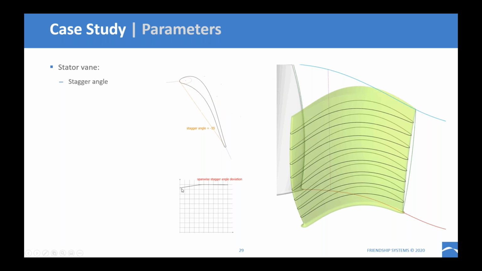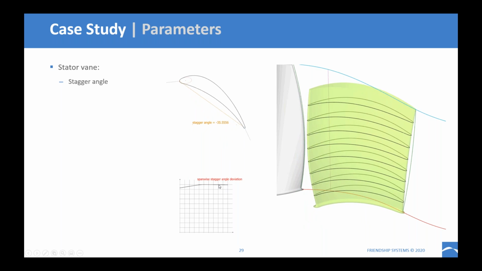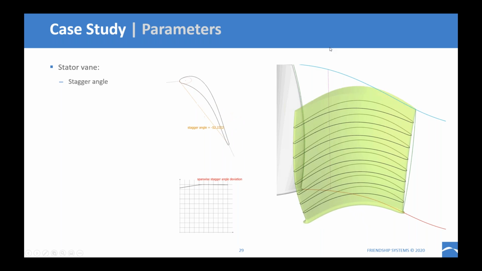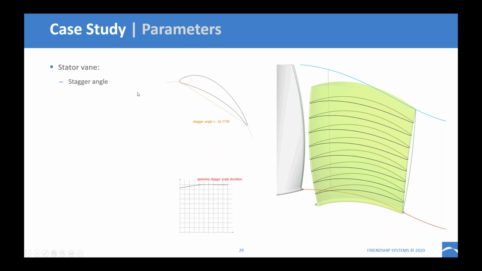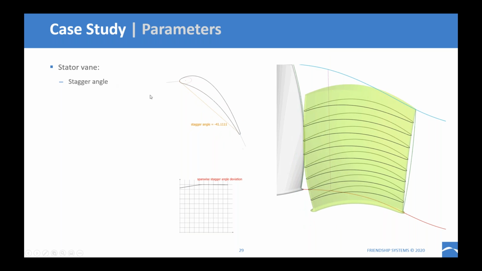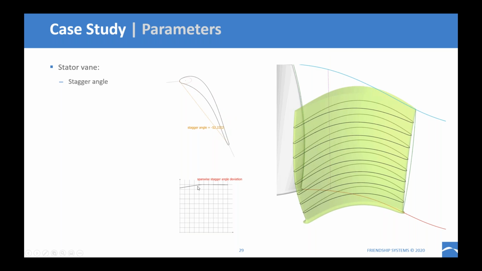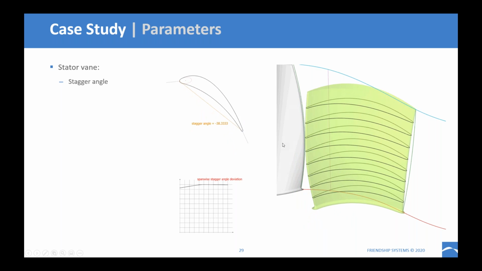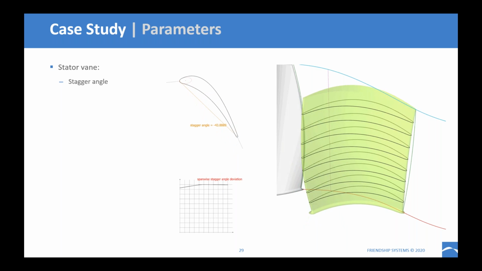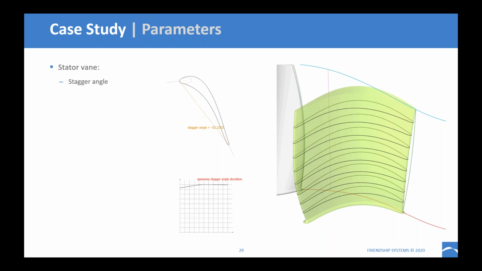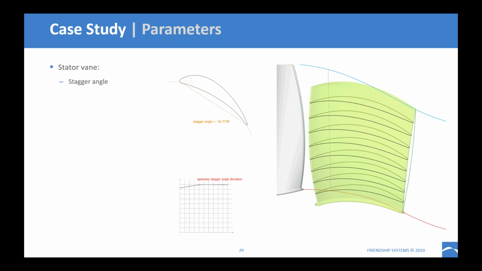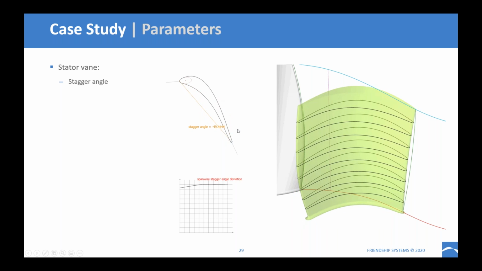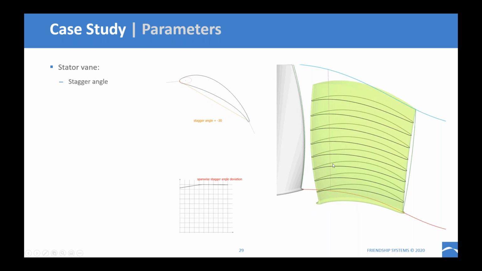We have a stagger angle distribution function for the spanwise or radial direction. And here we have just a parameter basically that is a multiplier to this distribution function. That's why we have one global parameter for the stagger angle for the complete vane. And here you can see how the individual airfoil section would change. And here you see the complete blade.